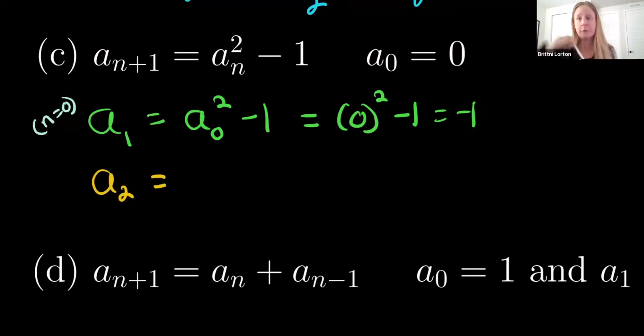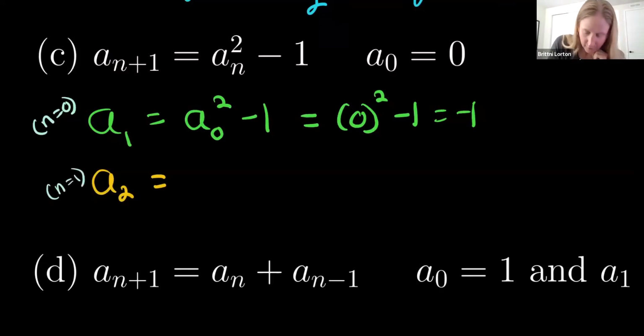Now I want a sub 2. I'm just trying to find the terms of the sequence, one on top of the other. So I want my subscript to be 2. I look at the formula, the recurrence relation that I have. What should my n be to make that subscript a 2? Well, if my n was 1, then 1 plus 1 is going to give me the 2. So the logic there is I'm looking for an n equals 1.